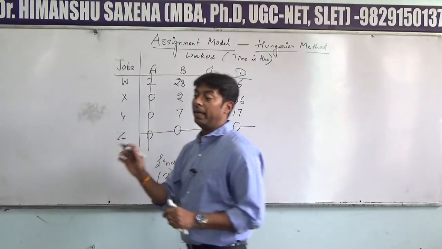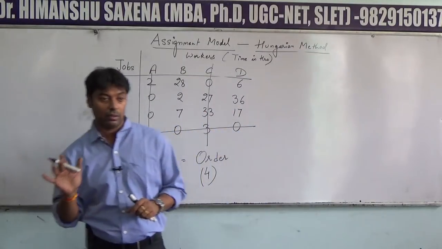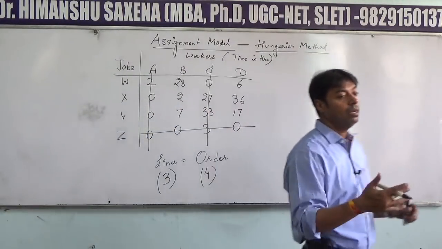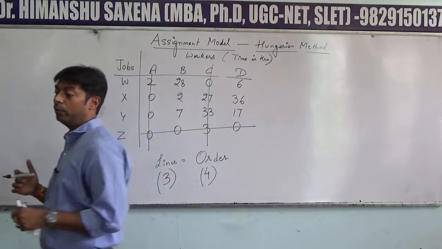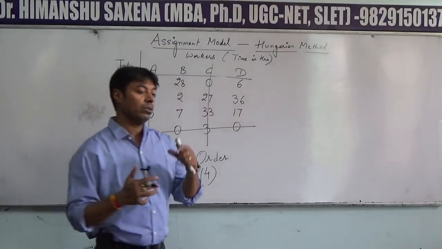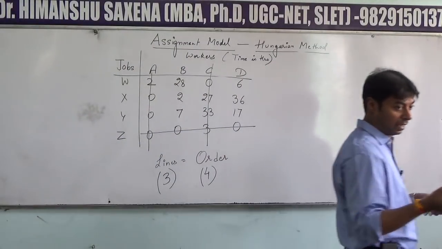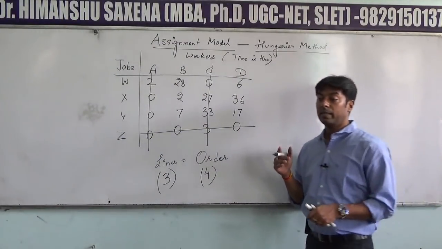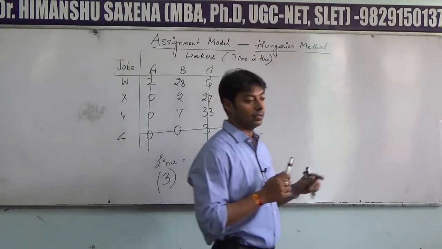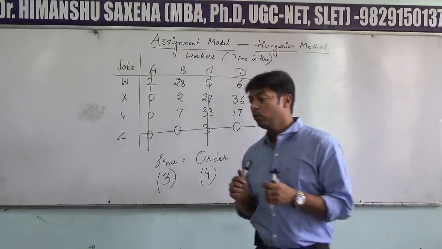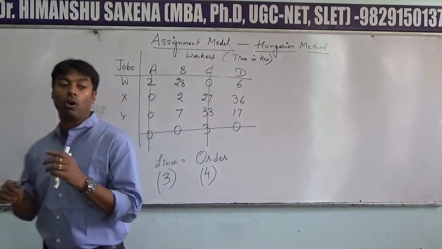Had there been 5 rows and 5 columns, the order would have been equal to 5. If there were 6 rows, 6 columns, then the order would be 6. The number of rows and columns have to be same. If they are not same, that's a case of unbalanced assignment problem, which should be balanced by adding either a dummy row or a dummy column.